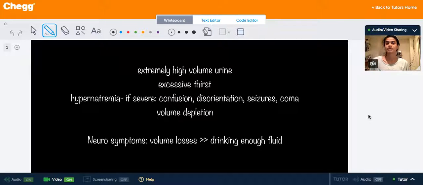So this was a little bit about the clinical features of diabetes insipidus. In my next video, I will talk about how you diagnose it and subsequently how you treat it as well.